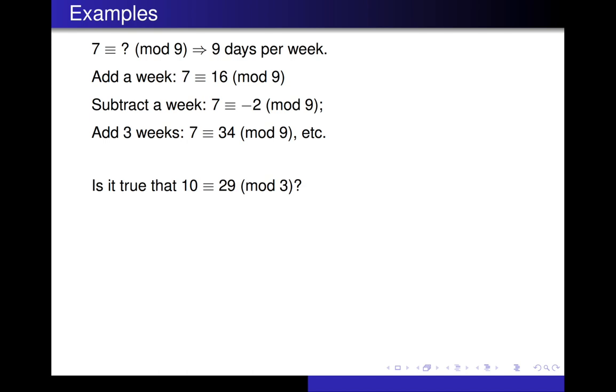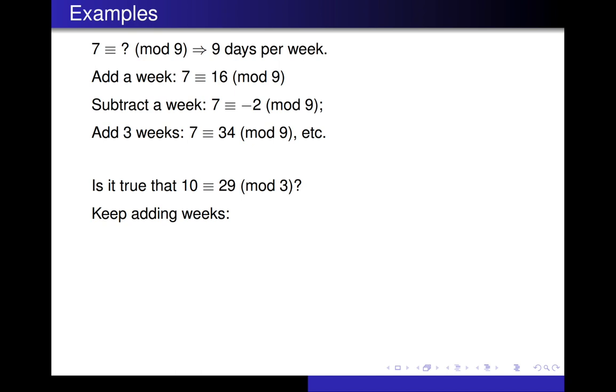And so here's a different kind of question. The first question was, I have a number. What are some numbers that are congruent to it? Now, this other question is, I have 2 numbers. Are they congruent to each other? And, of course, I have to say modulo what? So I have 10 is congruent to 29 modulo 3. Is that true? Now, remember, the mod 3 means we have 3 days in each week. Very short weeks. Hopefully, we have a long weekend.